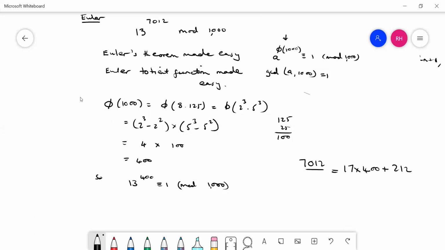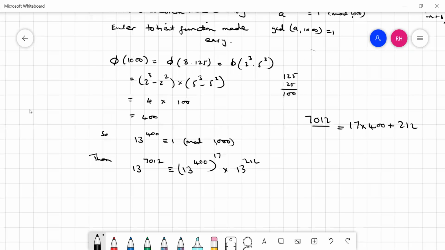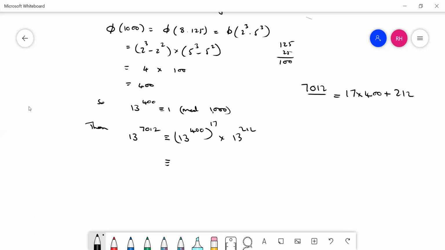So then we could just do what we were doing before. So 13 to the power of 7,012 is equivalent to 13 to the power of 400, all to the power of 17, times 13 to the 212. And this 13 to the 400 just becomes 1. And the 1 to the power of 17 is just 1. So this is just 13 to the 212. So we've reduced it considerably.